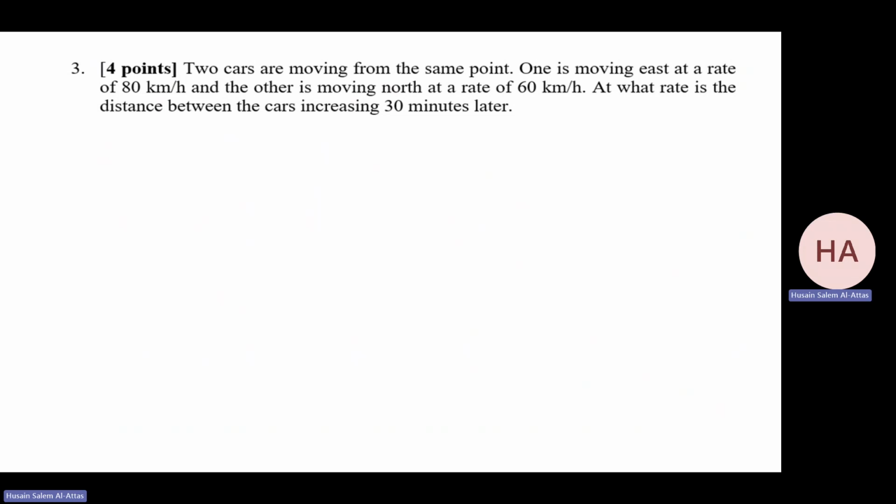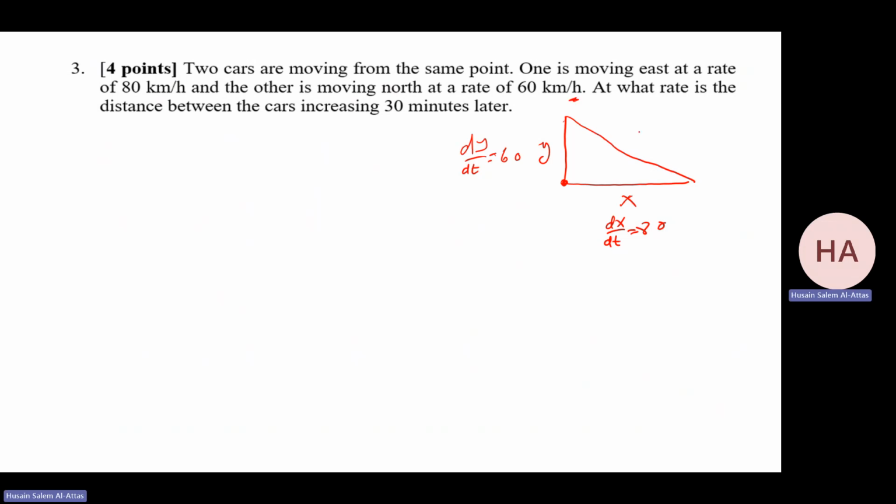Two cars moving from the same point. One is going east at a rate of dx by dt equals 80. And the other one is moving north. So let me write this here. You want the relative change of the distance between them. So call this y, and dy by dt equals 60.